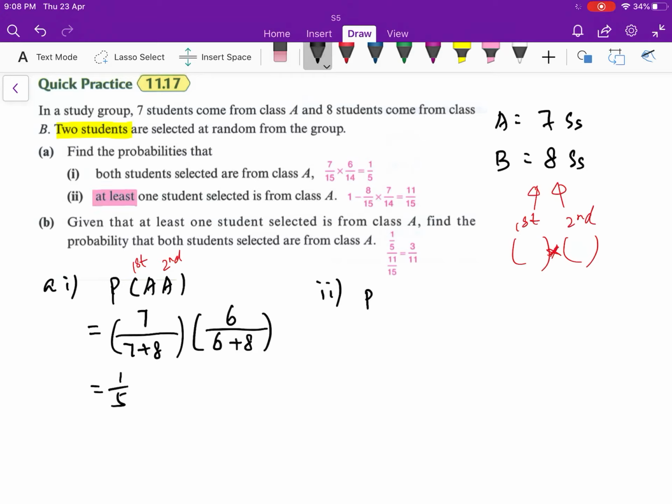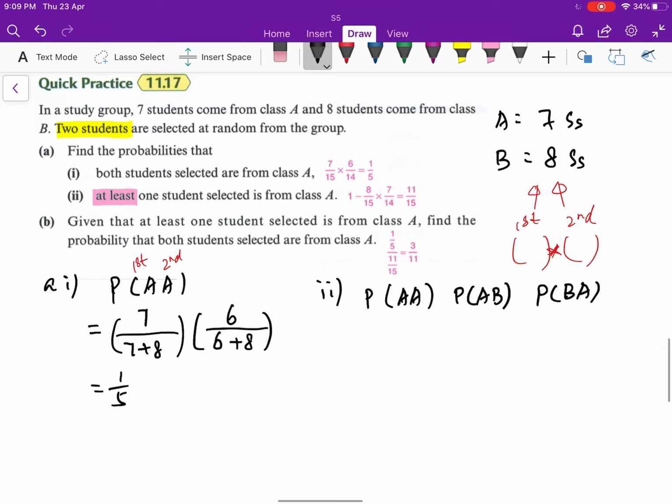If A1 is done, now we consider A2. A2 has a keyword called "at least". Make sure that you understand what I mean by at least. At least means you can be more but can't be less. So at least one from class A means I can have AA, I can have AB, or you can choose BA. No one said that the order is important. Maybe the second one comes from A, or the first one comes from A. All of them we are using plus, because of the 3 cases, only 1 of them will happen, okay?